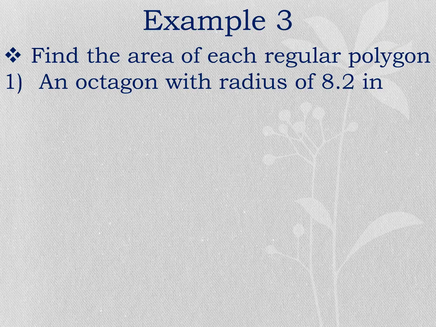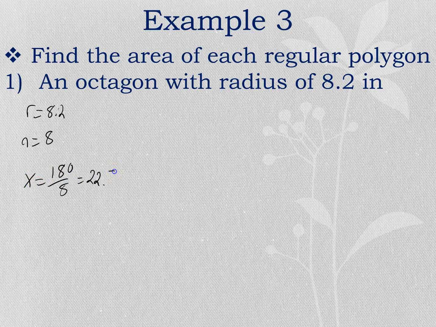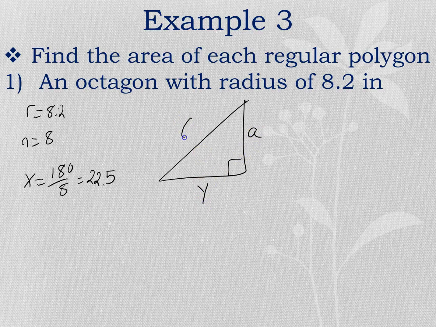So our octagon has a radius of 8.2. So again, our radius is 8.2. If it's an octagon, that means n is 8. So our angle is 180 divided by 8, which is 22.5. So we set up a right triangle, our apothem, y, radius, and then angle. So again, still the same setup as all the other radius problems. Now it's not as special.